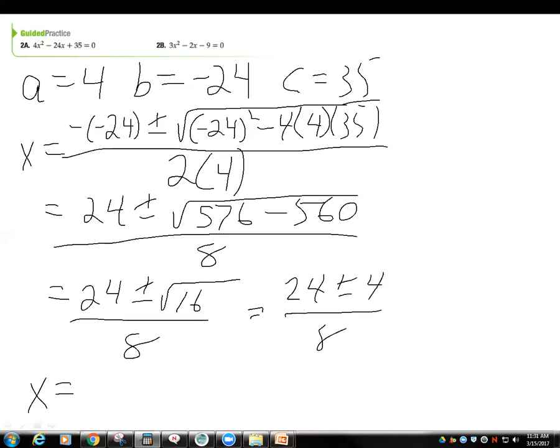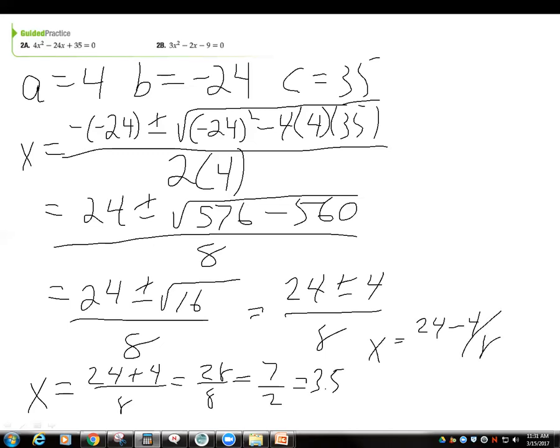So x equals 24 plus 4 over 8, which is 28 over 8, or 14 over 4, which is 7 over 2, which is 3.5, or x equals 24 minus 4 over 8, which is 20 over 8, which is 2.5. Okay?